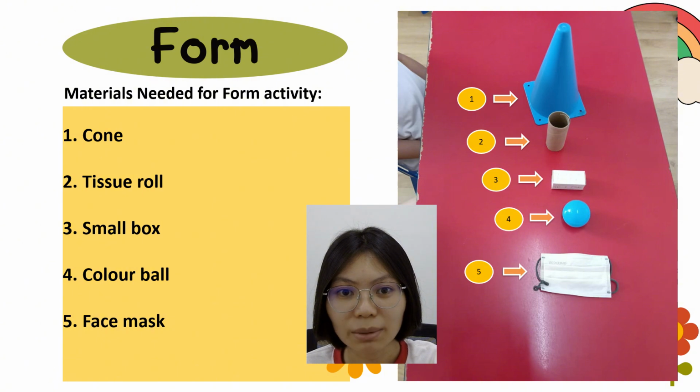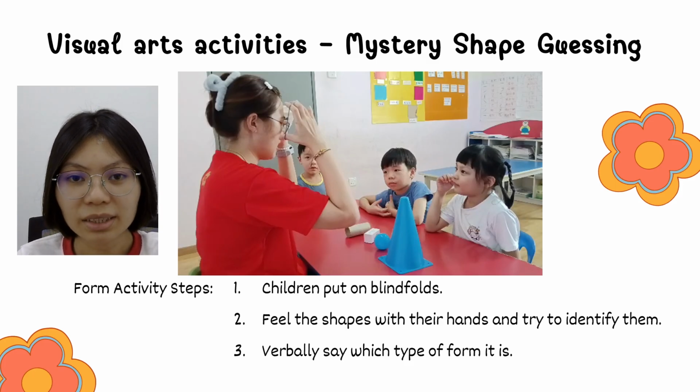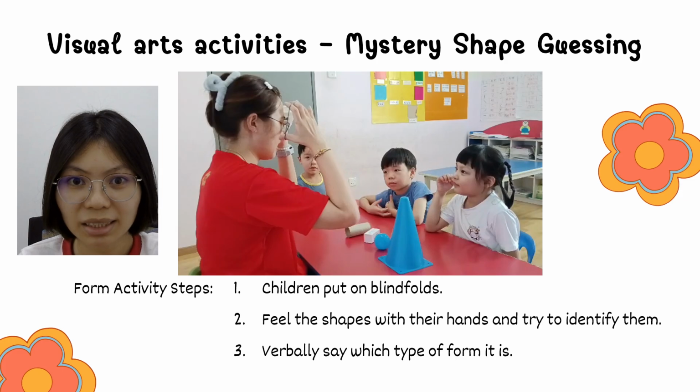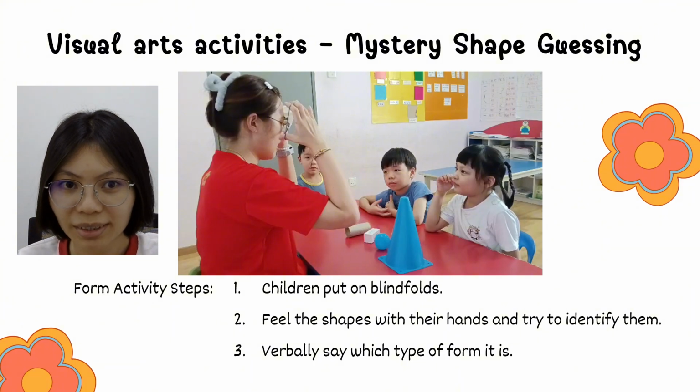I will show you the materials: cones, tissue roll, small box, color ball, and face mask. Now, we will take turns putting on the face mask. Carefully feel the shape with your hands and try to guess what it is. Is it a cone, a tissue roll, a box, or a color ball?